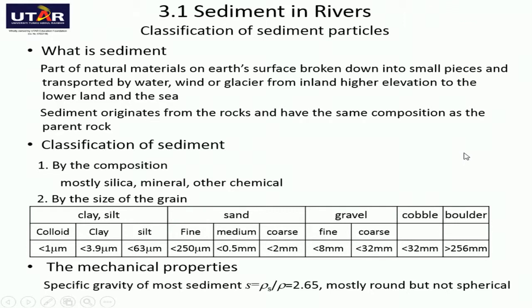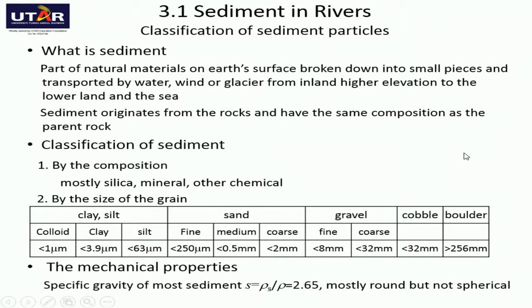This table shows different kinds of sediment: clay and silt, sand, gravel, cobbles, and boulders. The clay and silt go from something like less than 1 micrometer in diameter to like 63 micrometers. Sand goes from 63 micrometers to about 2 millimeters. Gravels are larger than 2 millimeters but smaller than 32 millimeters in diameter. Cobbles are larger than 32 millimeters, and boulders are larger than 256 millimeters in diameter.